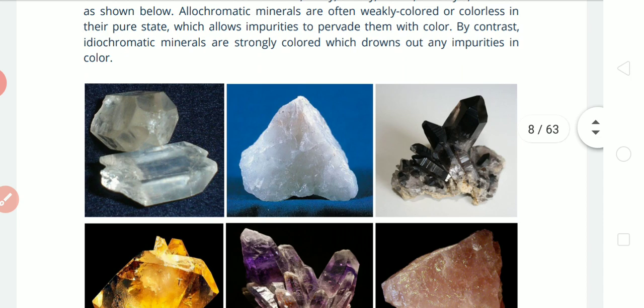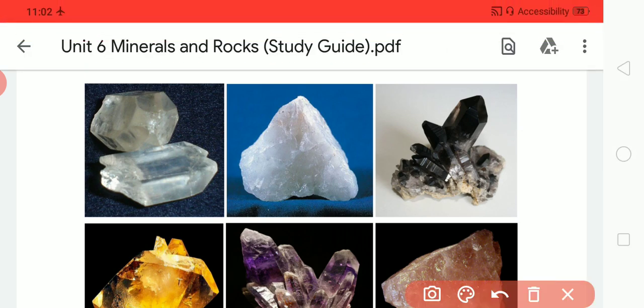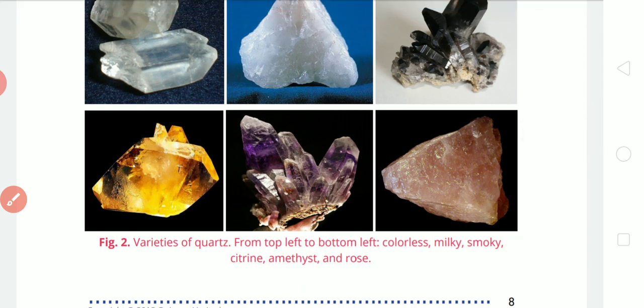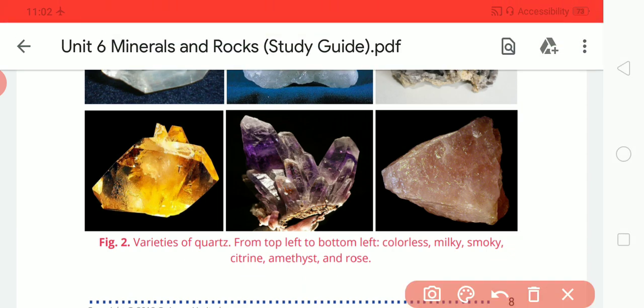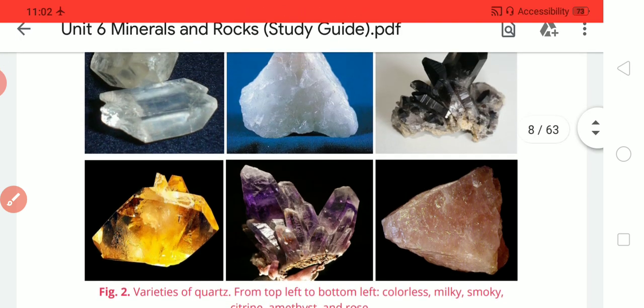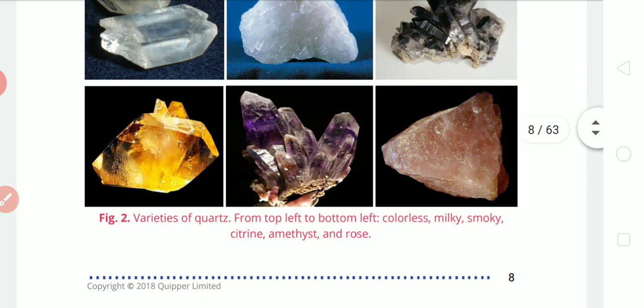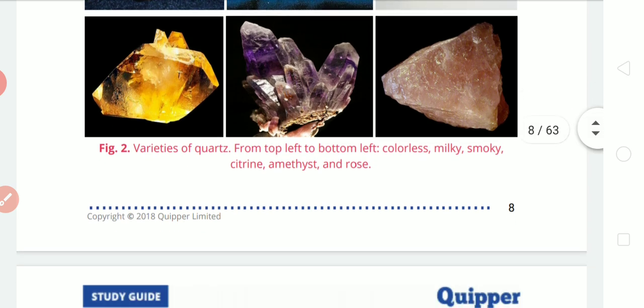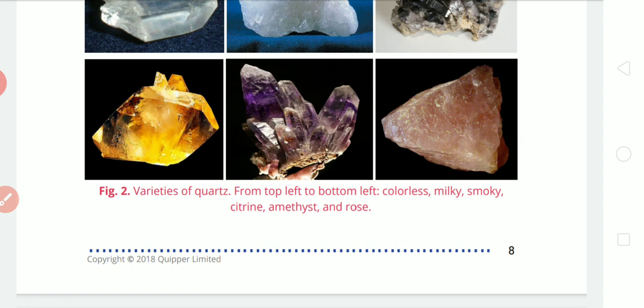So sa quartz class, it can be colored like this. Meron siyang iba't ibang variation, and it depends on the type of impurities na nag-invade sa quartz. So it can be colorless, milky, smoky, citrine, amethyst, and rose. Ang ganda pala ng color ng amethyst. Yes, I like this color.